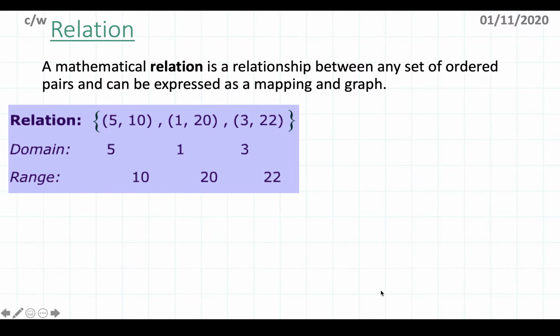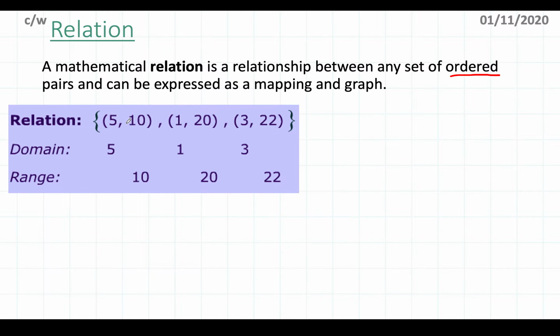Before we define functions, we first need to define something called a relation. A relation is a mathematical thing where you decide on a relationship between a set of ordered pairs. An ordered pair is something very specific in math. It means that the order of the things that you paired really matters. So if I write 5 and then 10, it matters instead of writing 10 and 5.